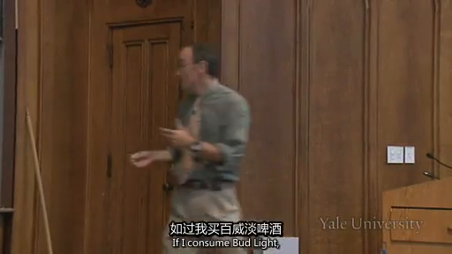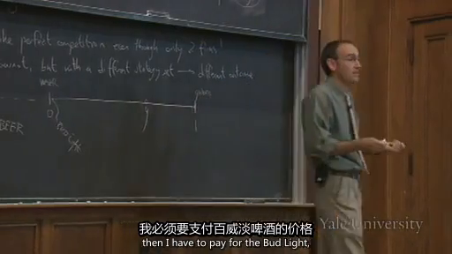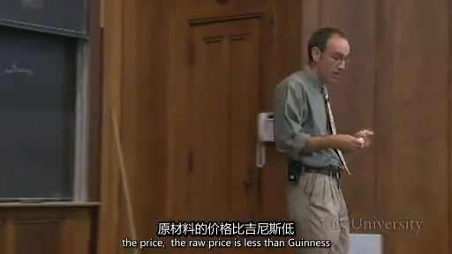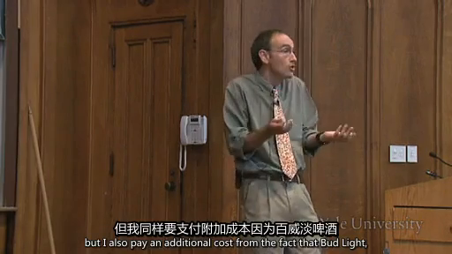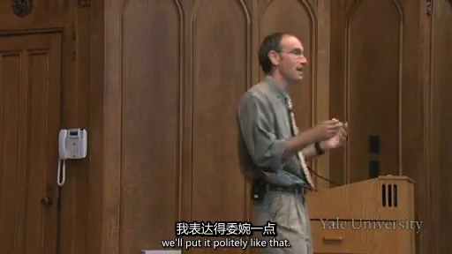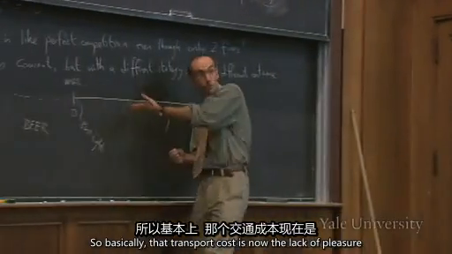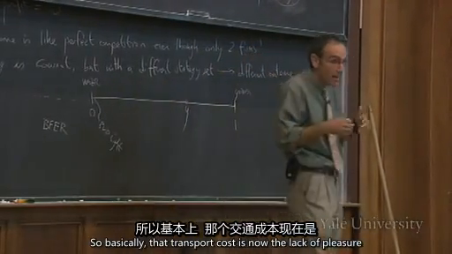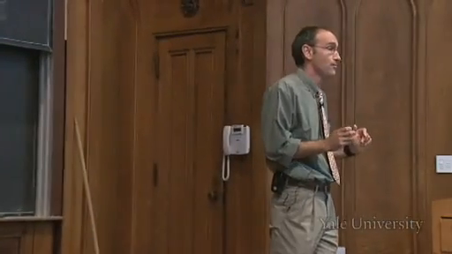All right? And if I consume Bud Light, then I have to pay for the Bud Light. I think typically costs less. The raw price is less than Guinness, but I also pay an additional cost from the fact that the Bud Light, when I drink it, causes me disutility. We put it politely like that. All right? So basically, that transport cost is now the lack of pleasure caused by drinking a product that isn't perfect for me. All right?